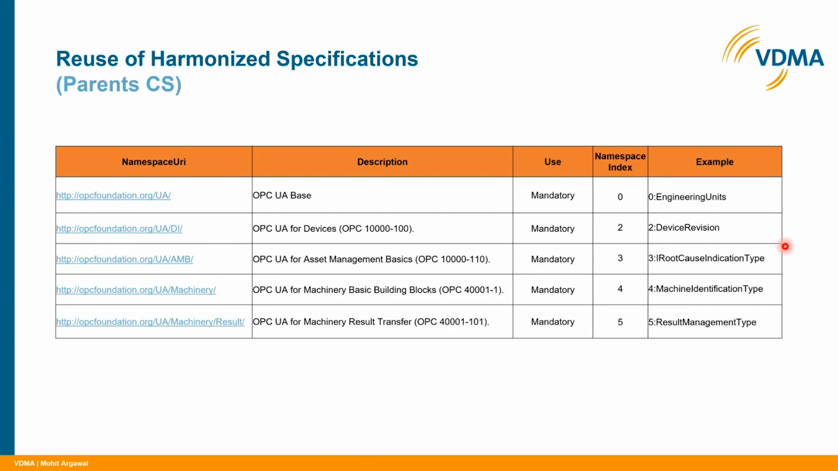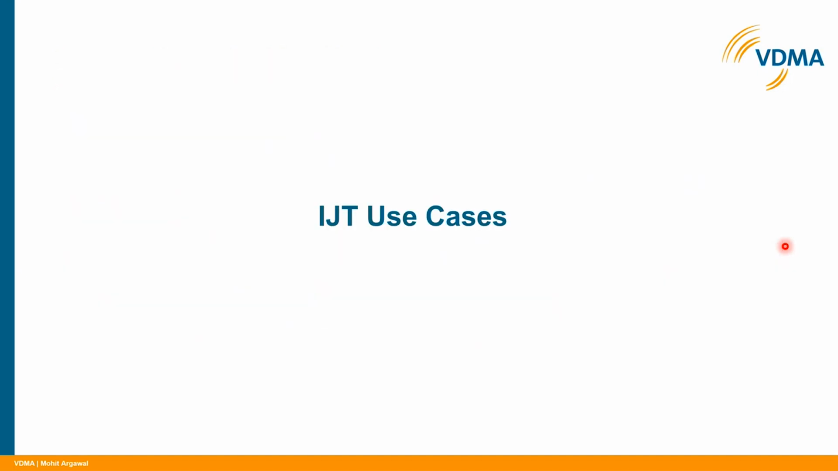So far, we have covered an overview about the working group, what technologies we are planning to cover and have covered so far, and how much reuse we have done from other companion specification groups. Now from the next slide, we will cover the technical use cases. What are the use cases which we have defined in the specification?